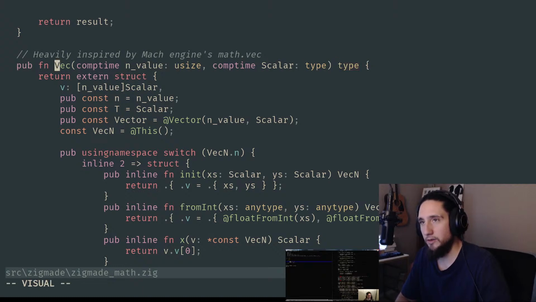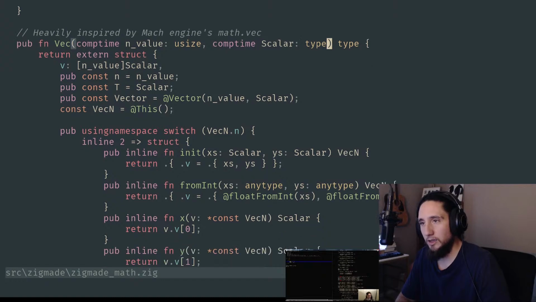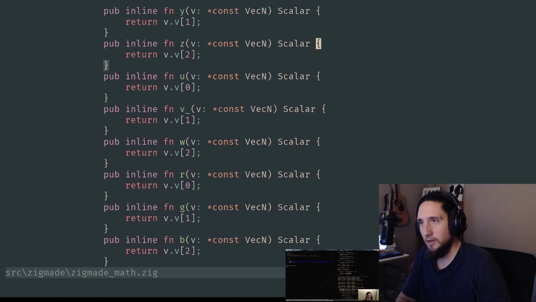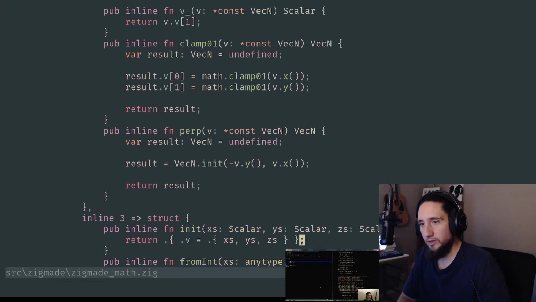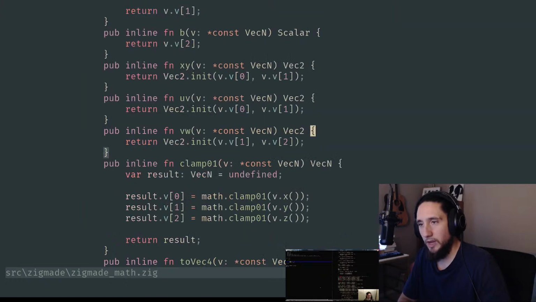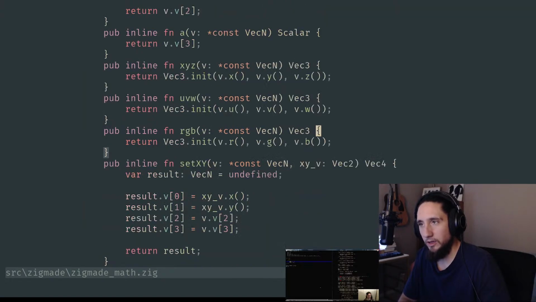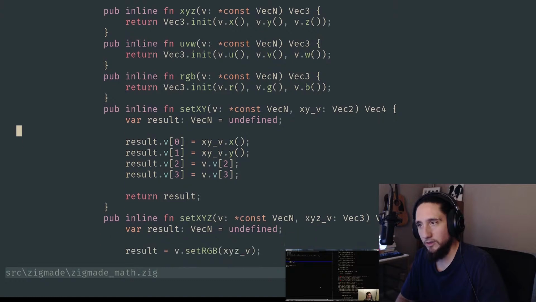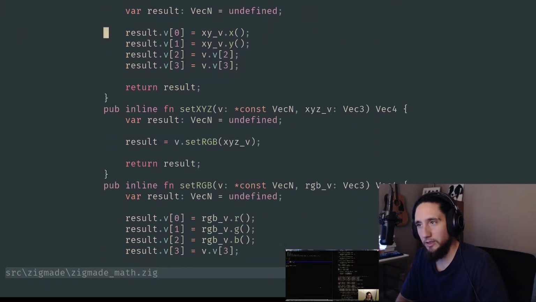So it's a vec function that takes the number of dimensions that you want the vector to have, and also the type that is going to be stored in the vector, and then it gives you that type back. And it does a whole bunch of stuff here. I have all these functions that match on the number of dimensions up to 4, and after 4, if you try to call any of these, like if I want to get RGB out of this vector, or XYZ, whatever the context is that we're dealing with.